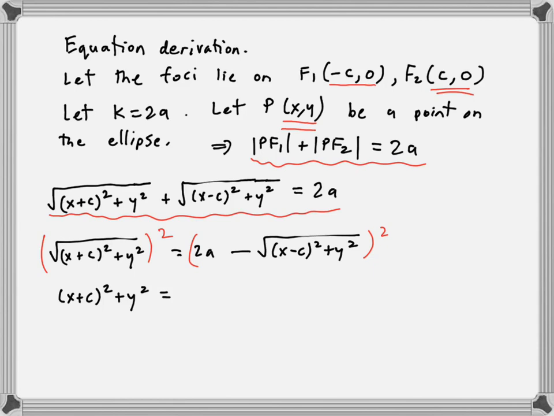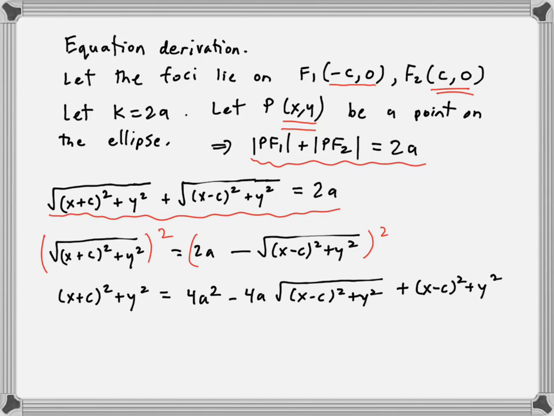Now on the right, this is a little complicated. We're squaring this, which means we actually have to FOIL it out. So we end up with 4a squared and then minus 4a times the square root of (x minus c) squared plus y squared, plus, and then we get rid of the radical for the last part.